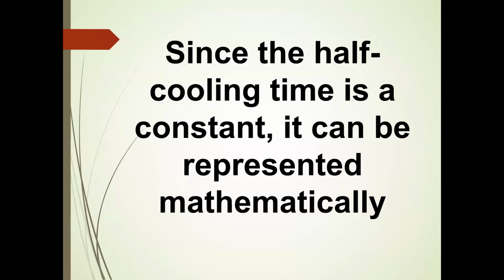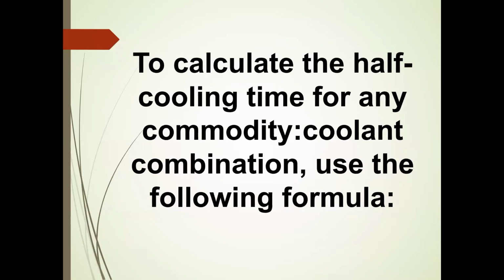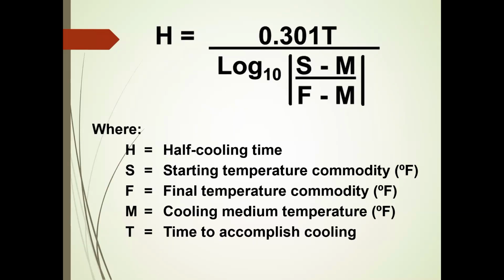Since the half cooling time is a constant, it can be mathematically represented. To calculate the half cooling time for any commodity coolant combination, use the following formula. In this formula, H is the half cooling time. We have a factor 0.301. T represents the time we're observing cooling, that is the length of the test. In the denominator, we have log base 10. There are absolute value bars, and within them is S minus M over F minus M.